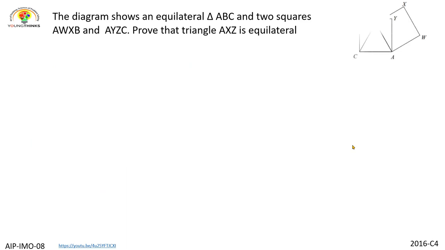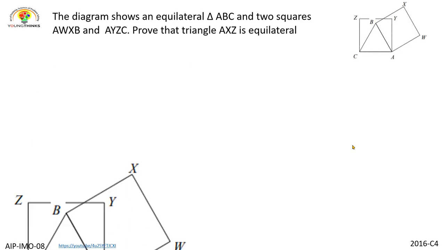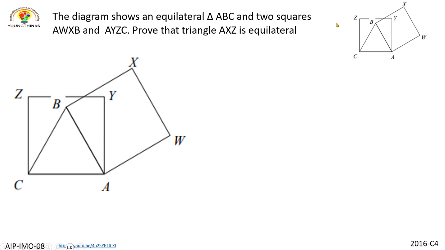The diagram shows an equilateral triangle ABC here, and two squares. AWXB is one square, and AYZC is another square. And you have to prove that the triangle AXZ is an equilateral triangle. AXZ is an equilateral triangle. That's what we're supposed to prove.